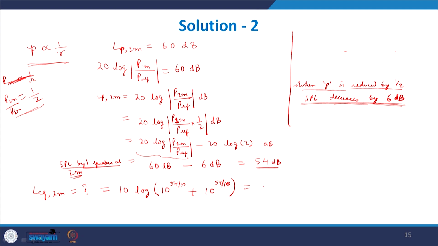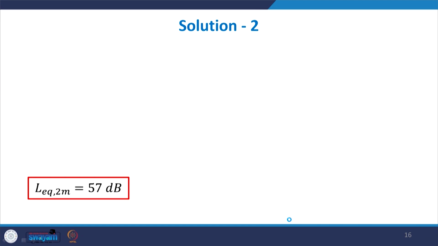So what you get is simply 10 log of 10 to the power 54 by 10 multiplied by 2, which we take out, which becomes 10 log of 2. The 10 to the power and log cancel out. So what we get is 54 decibels plus 10 log 2, which is 3 decibels. So the total we are getting is 57 decibels, and that is going to be our answer. So the answer is, the total sound is 57 decibels.